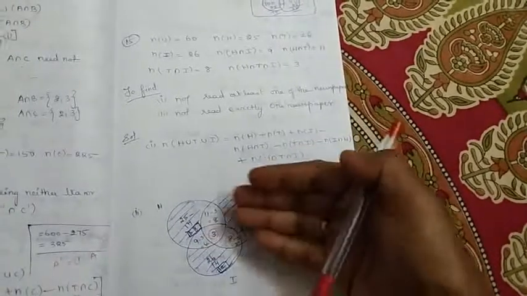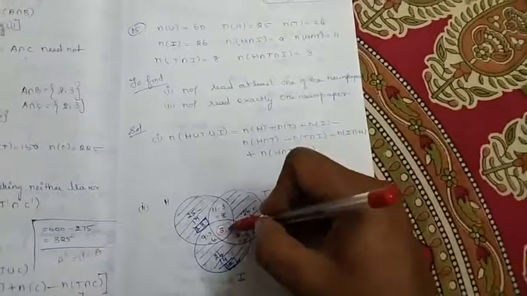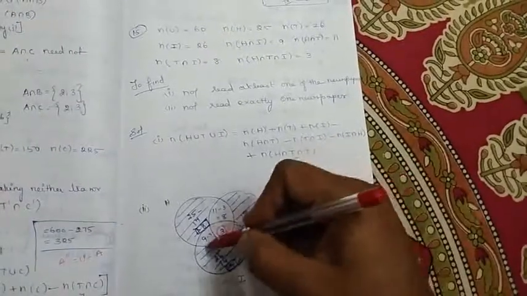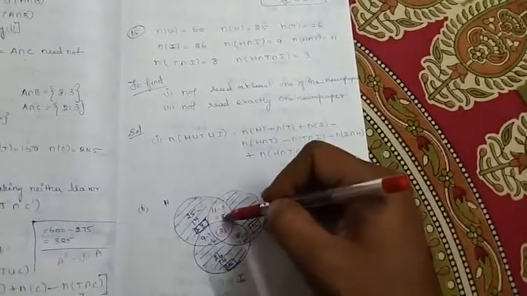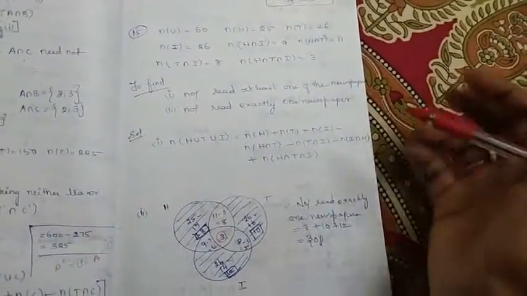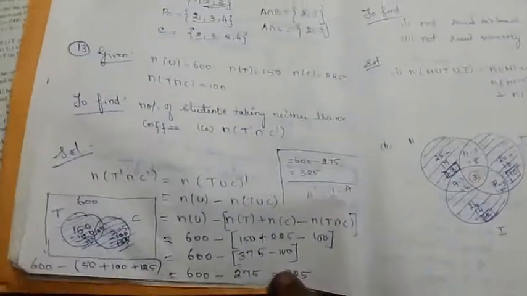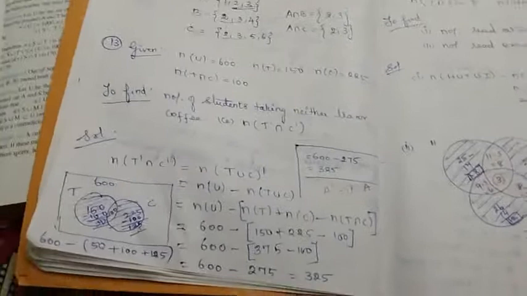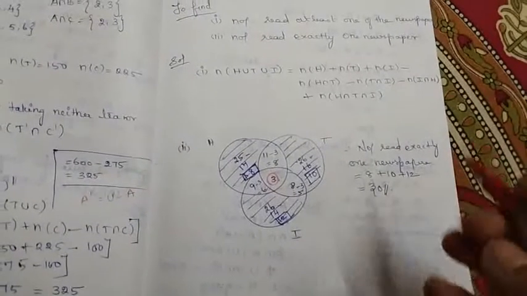So this is how you have to fill in the values in a Venn diagram. First the innermost, then you subtract this common part from all the 3 intersection regions. Then for the only regions, you add all the 3 and subtract. Exactly one newspaper means this, so you can check your answer using this. Numerically, you can solve by using De Morgan's law and the various properties we have seen, and using the Venn diagram you can check in this way.